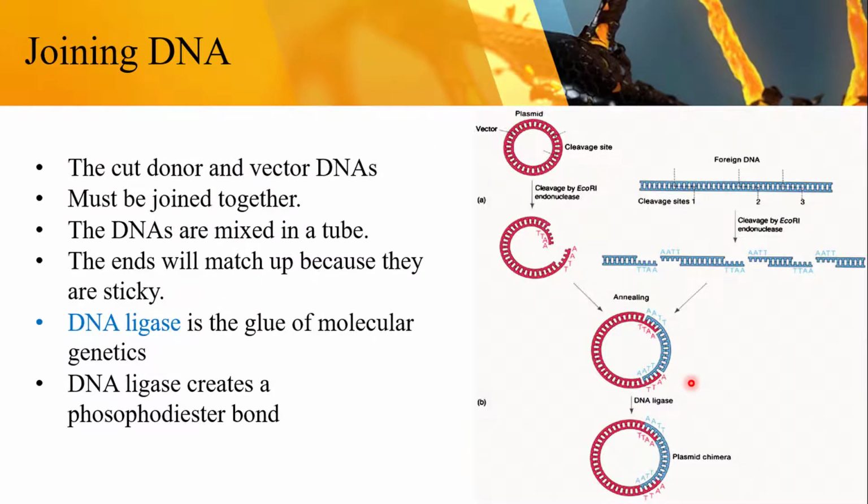The cut donor DNA and vector DNAs must be joined together to form recombinant DNA. DNAs are mixed in a tube. The ends will match up because they are sticky. And DNA ligase, the glue of molecular genetics, will be used to create a phosphodiester bond between the two DNAs.